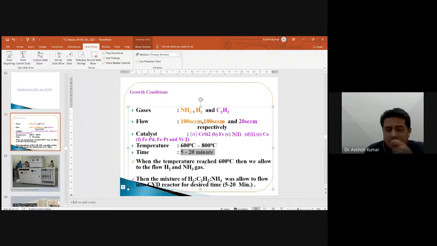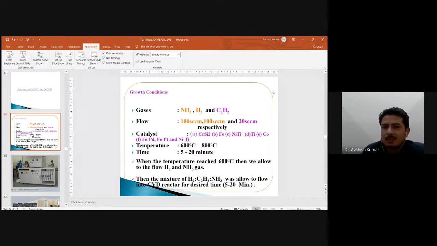One thing I want to discuss here: these are the parameters I am sharing with you, but you need to optimize them at your place, because temperature, humidity, and working conditions are very important when you are working on the synthesis of these carbon-based nanomaterials. But yes, you can keep these parameters and optimize somewhere around them. When the temperature is 600 degrees centigrade, we allow hydrogen and ammonia gas to flow. They are the carrier gases. Then the mixture with the source gas was allowed to flow into the CVD chamber for the desired time, 5 to 20 minutes.